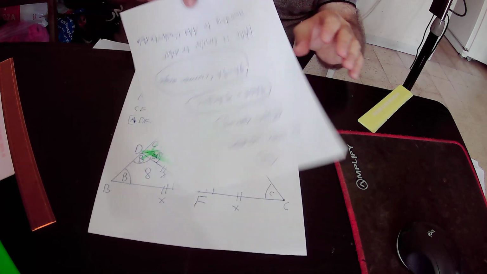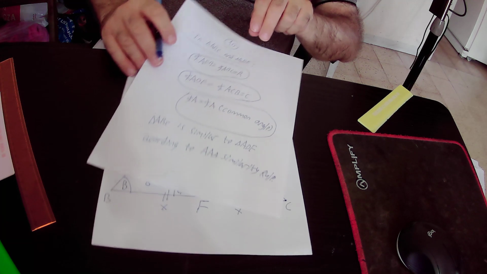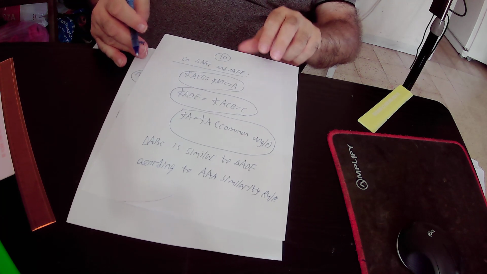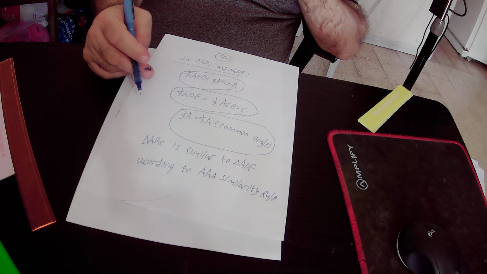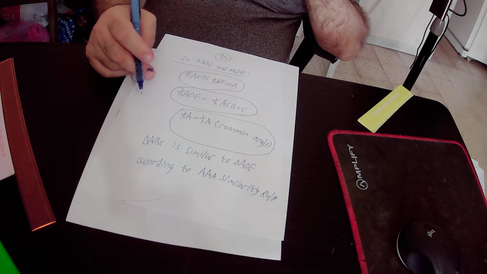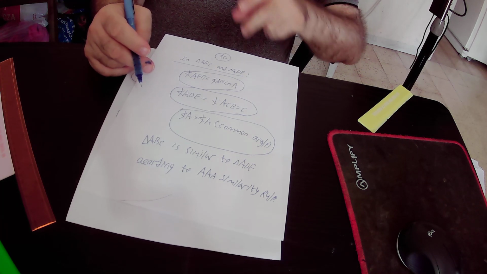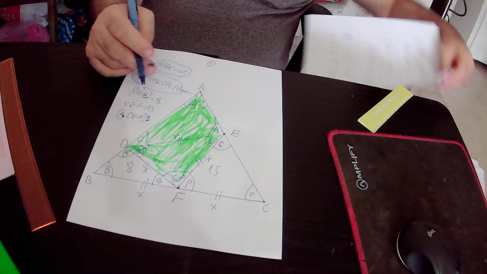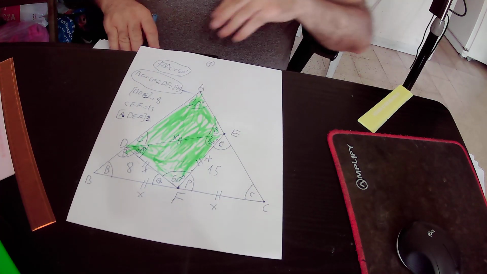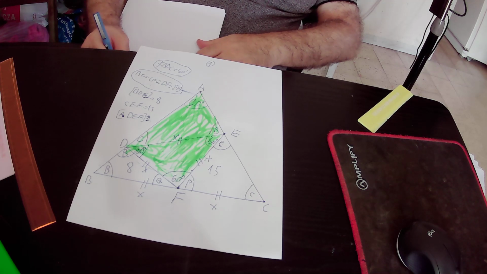I'll read again what I wrote. Triangle ABC is similar to triangle ADE according to angle similarity rule. Angle similarity rule states that if you prove that all the angles of one triangle are congruent to all the angles of the other triangle, then those two triangles are similar to each other.